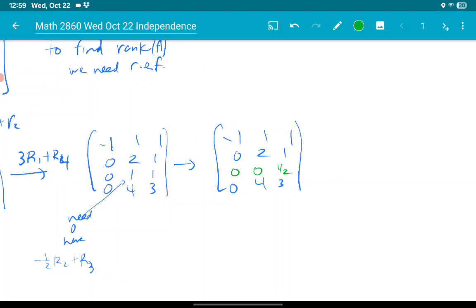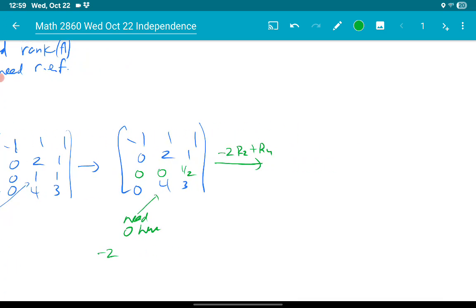Are we in row echelon form yet? Nope. I need a 0 here. So what are we going to do? Negative 2, we'll do negative 2R2 plus R4. Sorry, I'm going so fast. Like I said, you could always just pause the video and check and make sure what I'm doing is correct. But we've all done row operations for weeks now, so I'm going to do this fast. We're doing negative 2R2 plus R4.